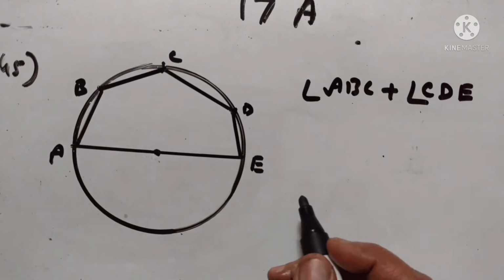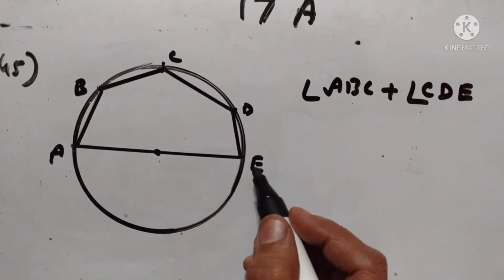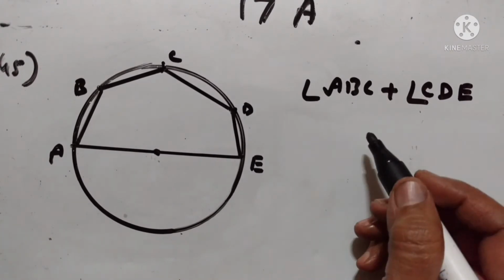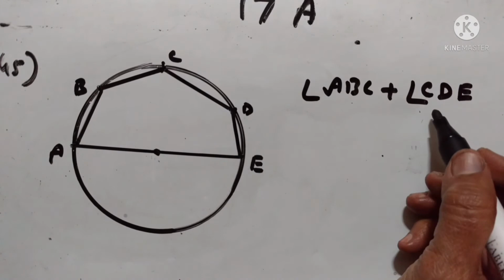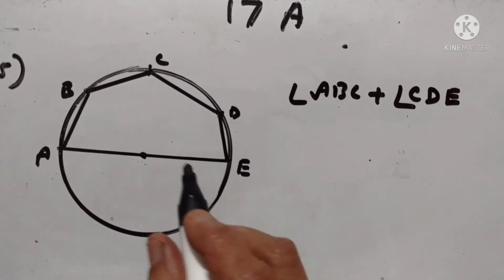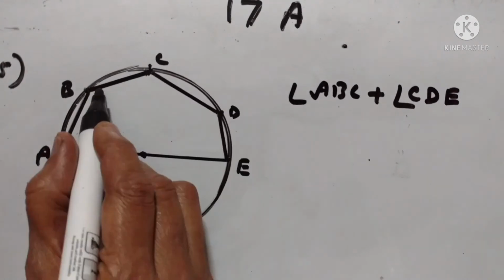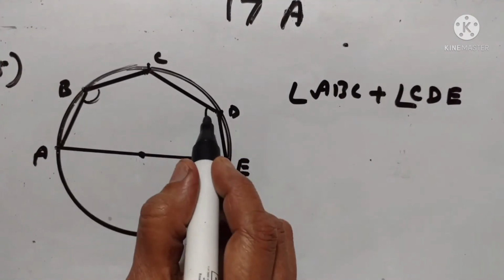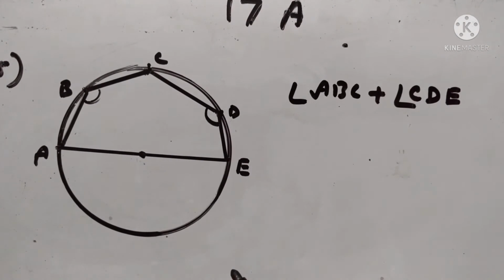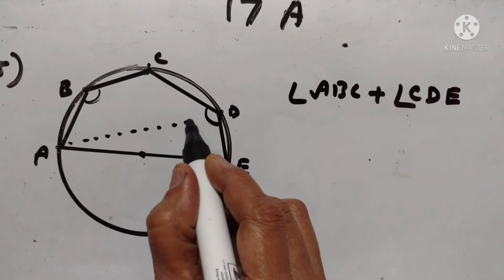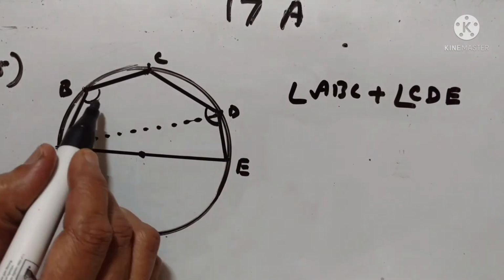Let's go to exercise 17a, 45th problem. In this figure, AE is the diameter of the circle. We have to write down the numerical value of angle ABC plus angle CDE. Angle ABC, this angle, and angle CDE, this angle. Now let us join AD and BE.